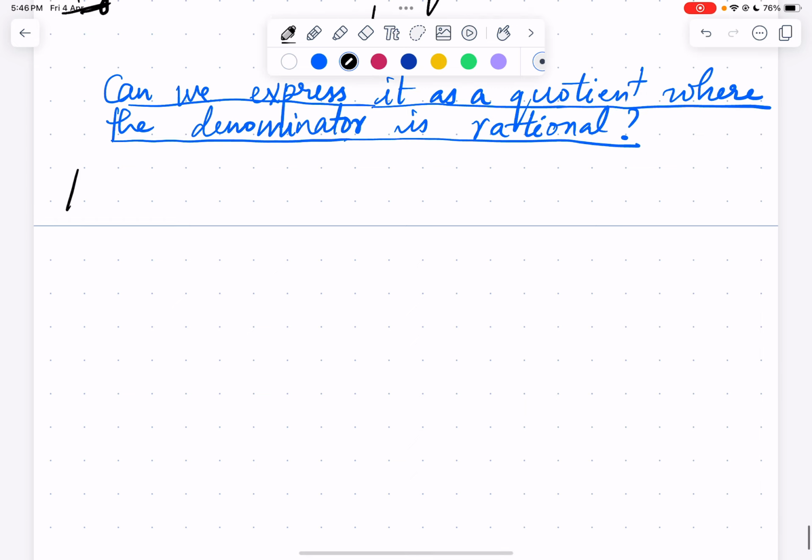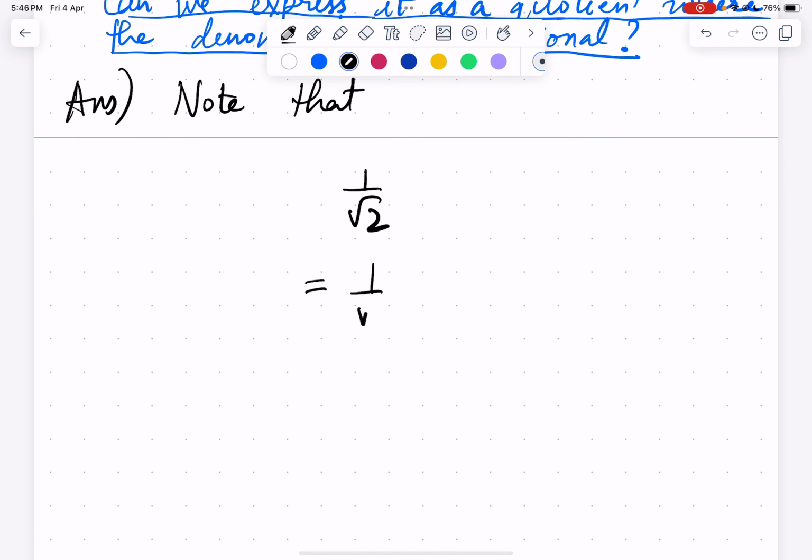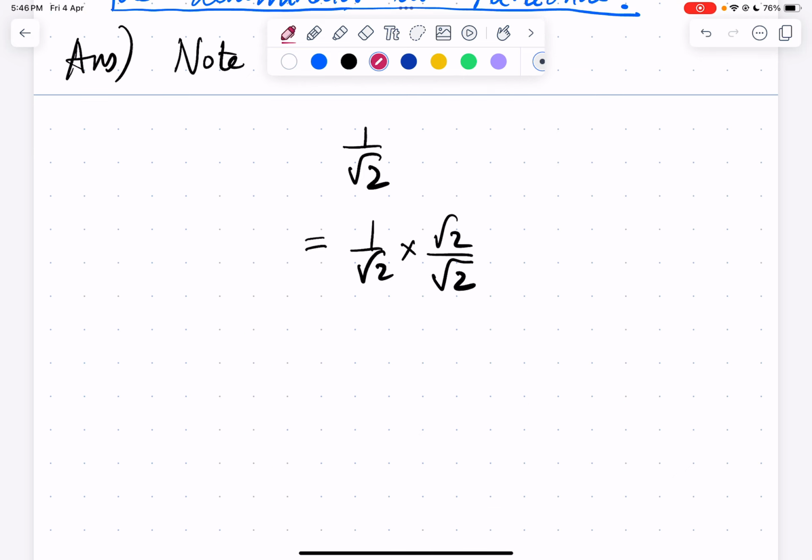So note that we have 1 by root 2. 1 by root 2 is just 1 by root 2 times root 2 by root 2. We are multiplying by 1. The exact algebra is: 1 by root 2 is root 2 inverse times 1. In general, a by b for any reals a and b, where b is not equal to 0. This is what we mean.